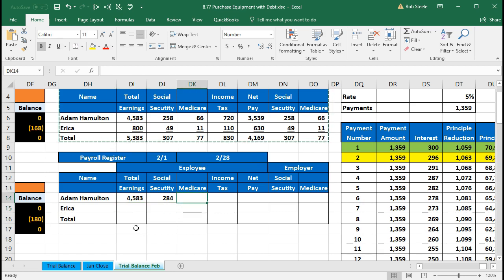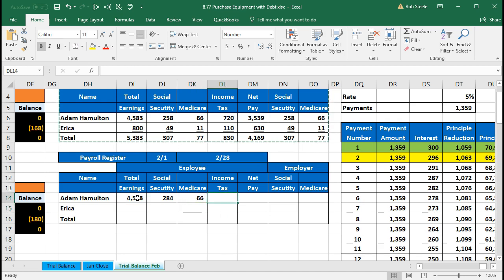And then Medicare, we're going to do the same thing. It's the same thing in that it's a flat rate. So we're going to take the total earnings times the flat rate, which currently I think it's 1.45%. So that's what we'll try, which is 0.0145. So we're going to say this equals that number times 0.0145. And that gives us 66.